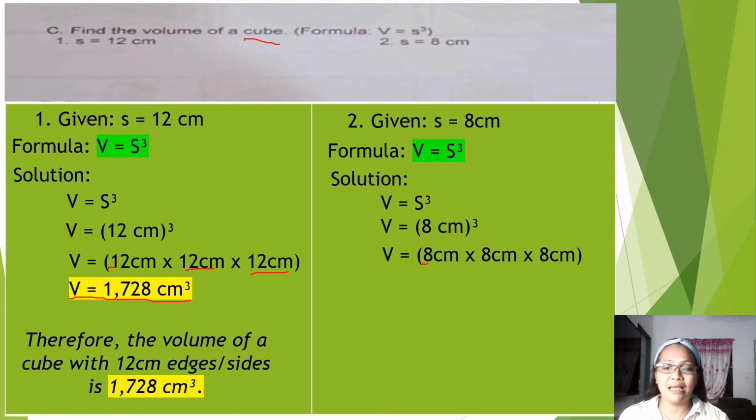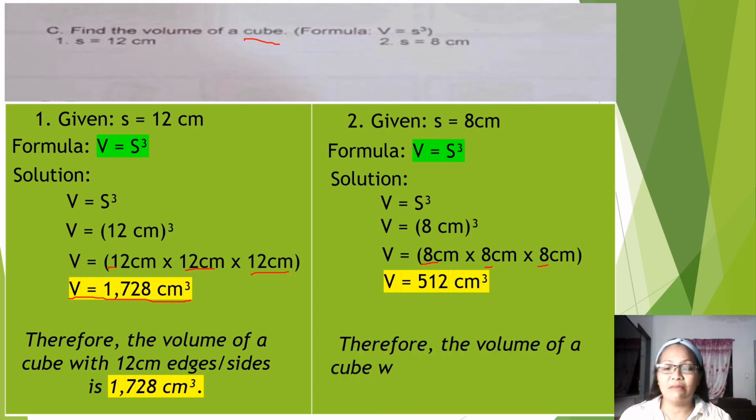And multiplying the numbers, 8 times 8 times 8, we have now 512. And then simply copy the units centimeter, then count how many times you multiplied the units, 1, 2, and 3. Therefore, we have 3 as our exponent. Therefore, the volume of a cube with 8 centimeter edges or sides is 512 centimeter cube.